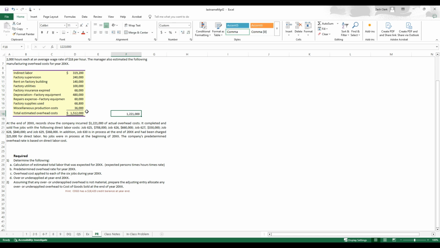For illustration purposes. So this is our estimate. This is our actual. So we incurred less than we thought we would, right? So that's kind of the first thing. So just keep that in mind.